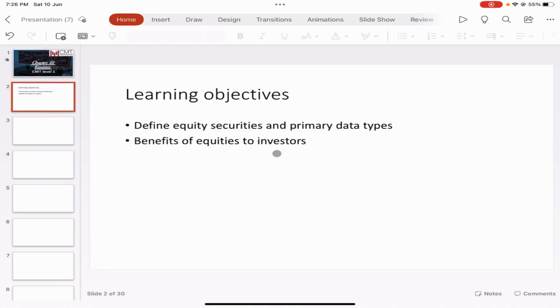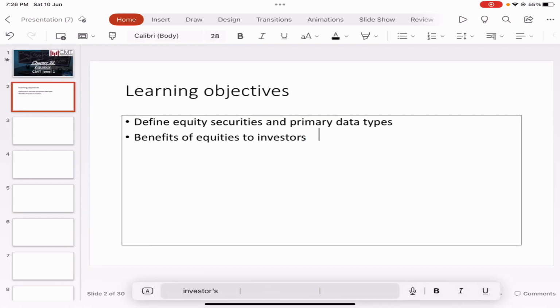This is a very tiny chapter and we are basically learning about the basics of equities. These are the learning objectives. First, we'll be learning about what equity securities are and what the primary data types are. The second is the benefits of equities to investors.